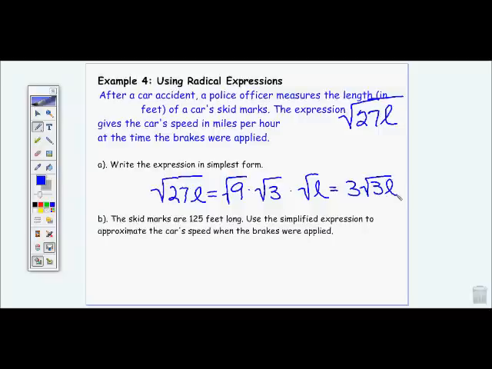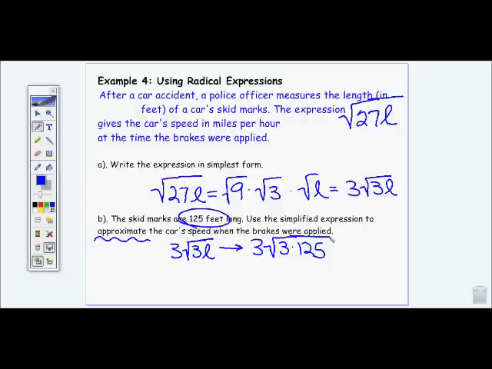So now, if I have an actual accident, it says the skid marks are 120 feet long. So use the simplified expression to approximate, there's that word again, approximate the car's speed when the brakes were applied. So I'm going to take my new simplified formula, 3 times the square root of 3 times length. So let's go ahead and put in our information. We would have 3 times the square root of 3 times the length, which was 125. When I do that, I can go ahead and multiply that out, and I have 3 times the square root of 375.